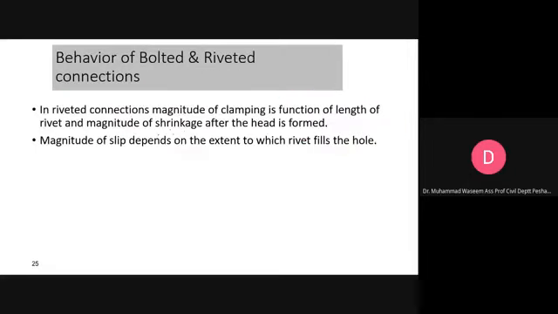So this is now in riveted connections. This is where we have already studied that in riveted connection, the magnitude of the clamping force is a function of the length of the rivet and the magnitude of the shrinkage after the head is formed. Okay, कौन सी head की मैं बात कर रहा हूँ? इस head की बात कर रहा हूँ. Second head, this head. When this head is formed, so shrinkage is produced in the rivet. So as a result of the shrinkage, clamping force will be produced. Okay.